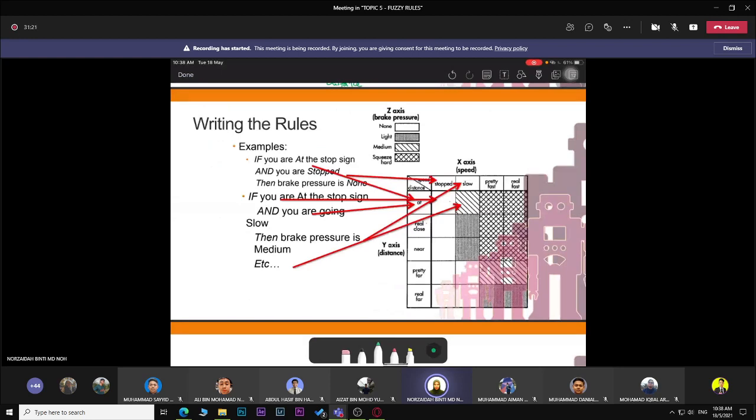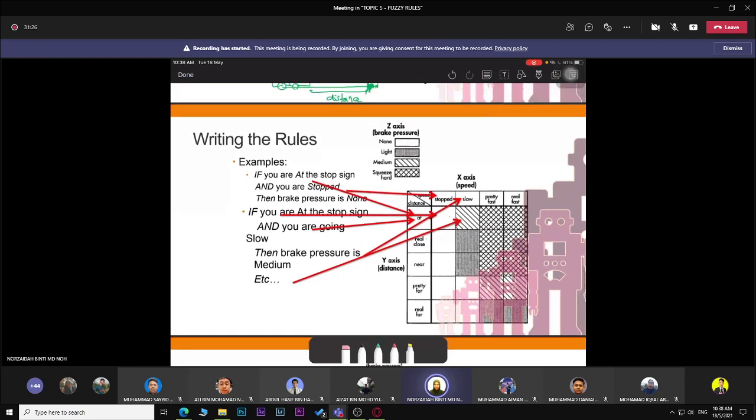If you are at the stop sign, which is here, you tengok satu-satu. Okay, and you are stopped. Then yang dia nak identify action dia untuk brake pressure. Nak tekan brake berapa banyak. Okay, untuk Z-axis dia kata brake pressure dia ada 4 set. Sama ada tak payah tekan brake, light, medium atau squeeze hard. Okay, banyak mana nak brake. So dia kata kalau dah stop, dan you dah dekat tempat yang you nak stop, so tak payah dah tekan brake, dah sampai. So dia tak payah buat apa-apa.